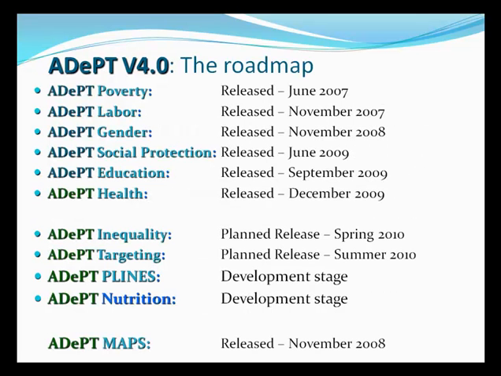The current version of ADePT contains 6 modules: poverty, labor, gender, social protection, education, and health. We plan to release modules on the analysis of inequality, nutrition, and targeting in the second half of 2010.